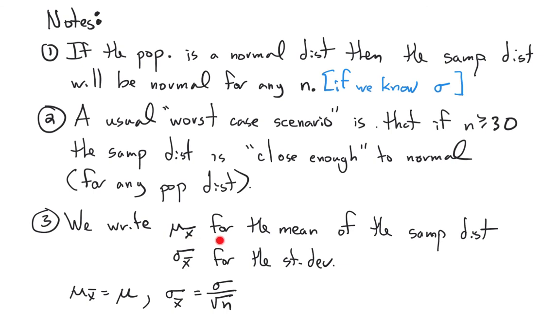So the mean of the sampling distribution, we just use mu with a little subscript of x bar to say it is the mean of this sampling distribution, where the points are the means of samples. And the standard deviation of that distribution, we do the same thing, sigma with an x bar subscript. And from the central limit theorem, we know that the mean of the sampling distribution is the same as the mean of the population distribution. And the standard deviation of the sampling distribution is the standard deviation of the population distribution over root n.